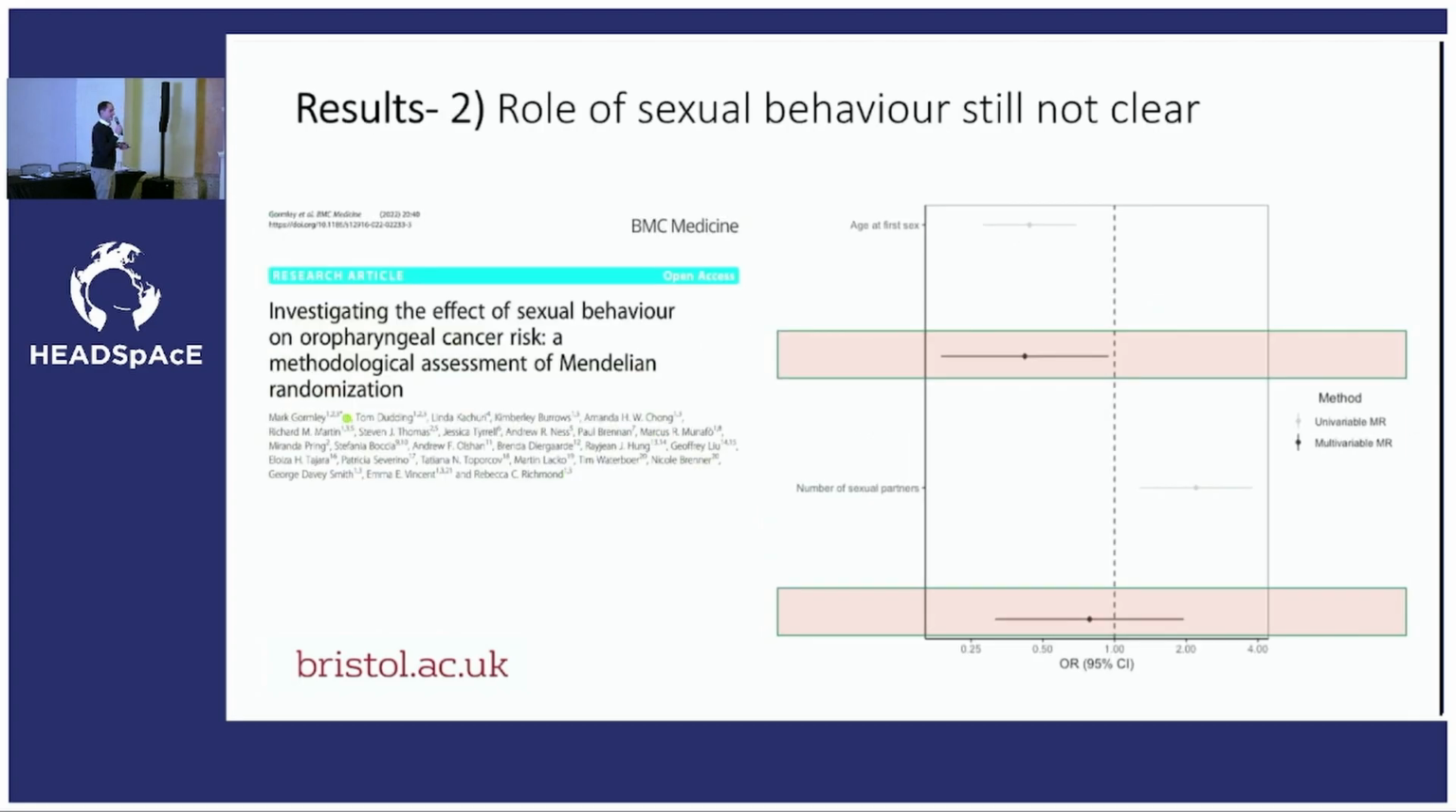We took the technique a step further and looked at the genetic proxied effect of sexual behaviors. So you can see here on the top left, with later age at first sex, there was actually a protective effect found in oropharyngeal cancer risk, and with increased number of sexual partners on the right, an increased risk of oropharyngeal cancer, which we would expect. But just to demonstrate, using the multivariable model, when we accounted for the other sexual behavior, as well as alcohol and smoking and educational attainment, these effects actually attenuated more towards the null and completely crossed the null in the case of number of sexual partners.